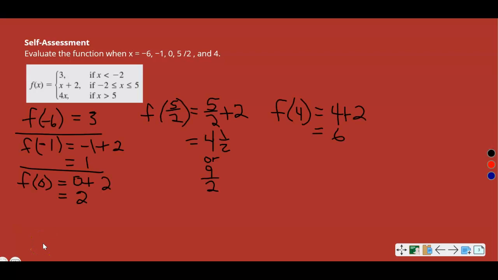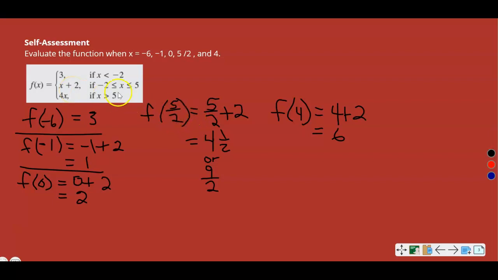All right, hopefully you've taken a few minutes to do those on your own, and let's check them. So f of negative 6 goes in the first function, so that one equals 3. That is just a constant function, so it's just 3. F of negative 1 fits in between negative 1 and 5, so it goes in the second piece. So you've got negative 1 plus 2, or 1. 0 also falls in between negative 2 and 5, so you use the second piece. 0 plus 2 is 2.